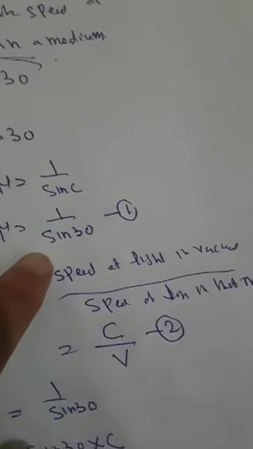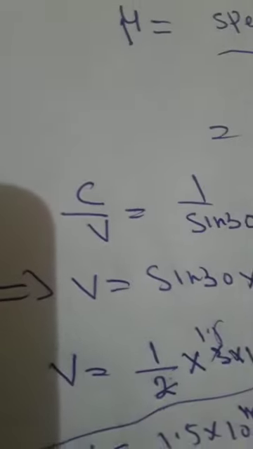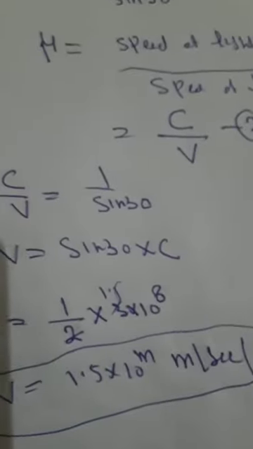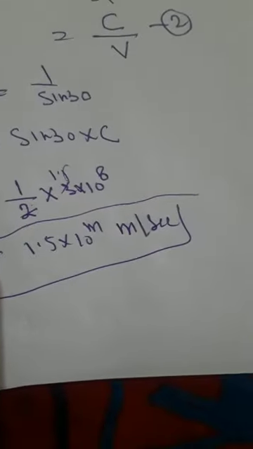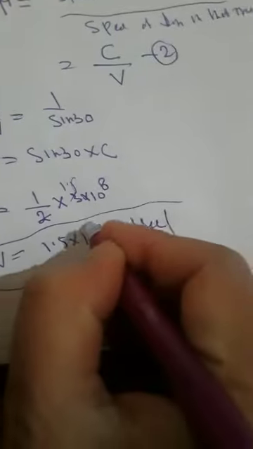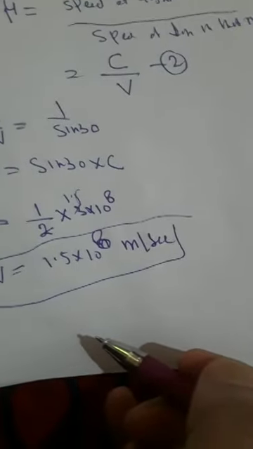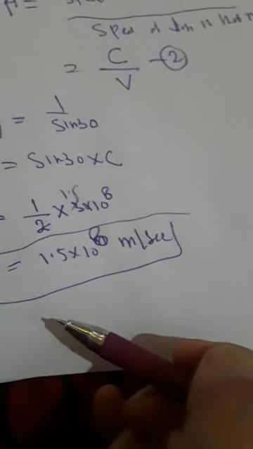We know that mu is equal to 1 by sin C. We derived the relation mu is equal to 1 by sin 30. But mu is also equal to speed of light in vacuum divided by speed of light in that medium, therefore C divided by V. We can compare these two. Ultimately, we get C by V is equal to 1 by sin 30, so V is equal to sin 30 multiplied by C. The value of sin 30 is 1 by 2, and we know that the speed of light in vacuum is 3 multiplied by 10 raised to the power 8 meter per second. When we solve this, we ultimately get 1.5 into 10 raised to the power 8 meter per second. This is the speed of light in that medium.